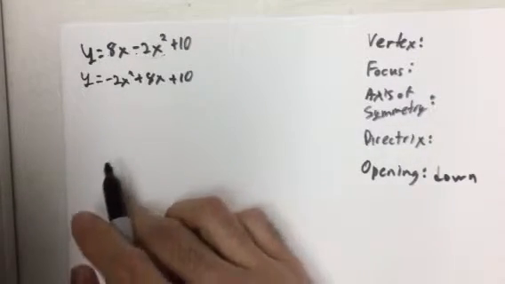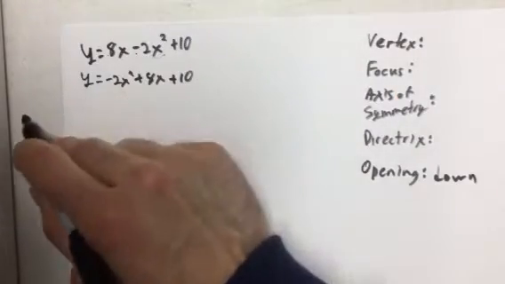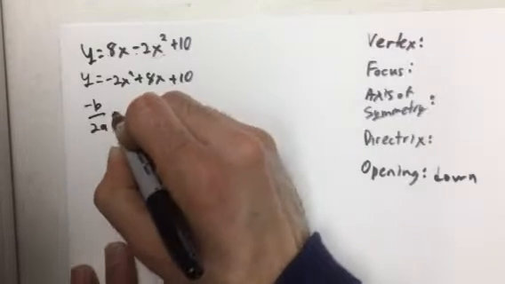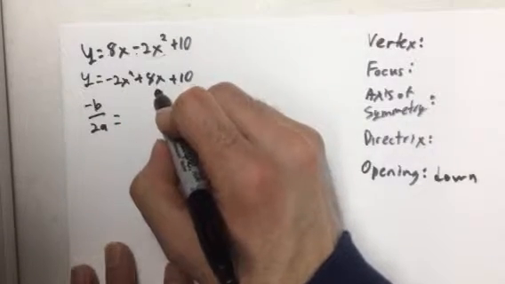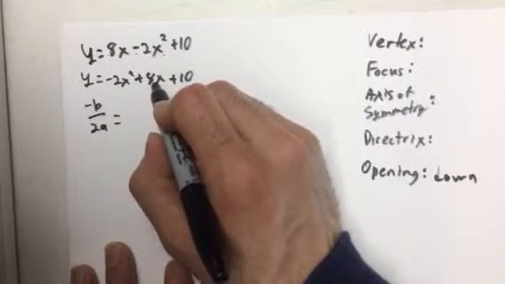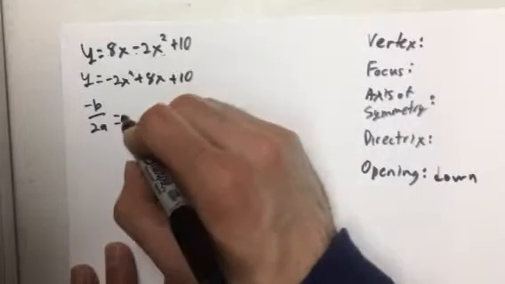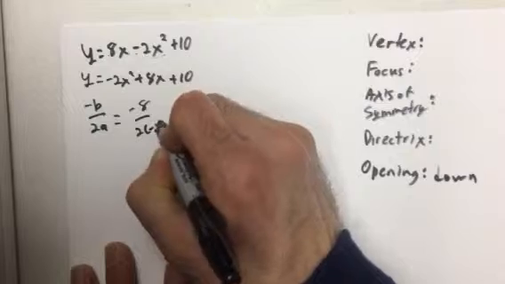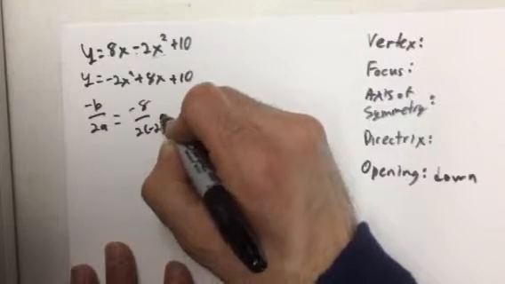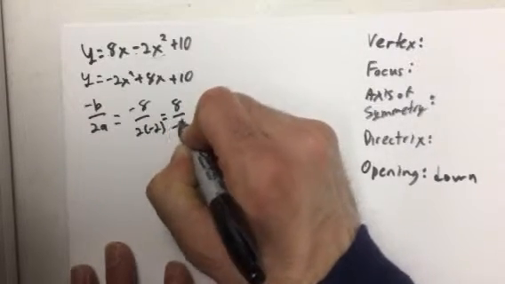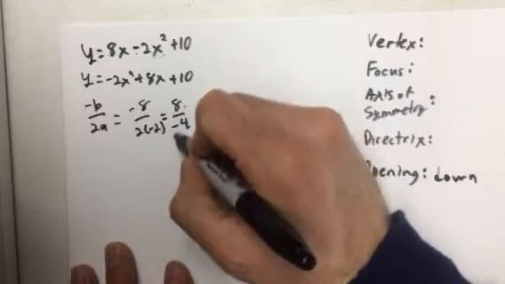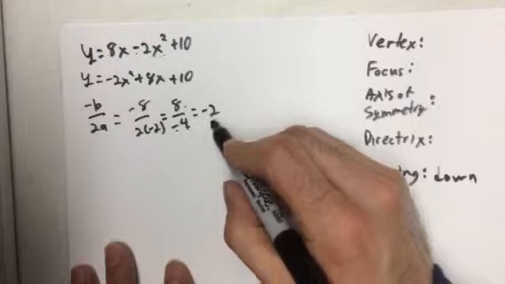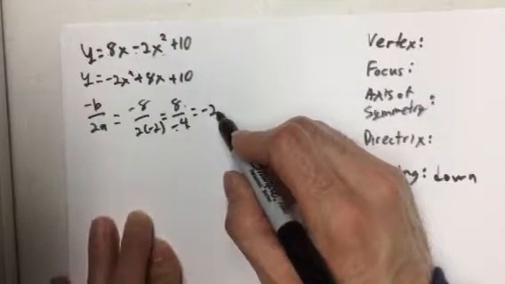The next thing we need to do is figure out where the vertex is, so we use the vertex equation. That's the one that's negative b over 2a. So for this case, b is an 8, so negative 8 over 2 times negative 2. 2 times negative 2 is negative 4. So this is 8 over negative 4. 8 over 4 is 2 with a negative. So this is negative 2. So we know that the x value of the vertex is a negative 2.